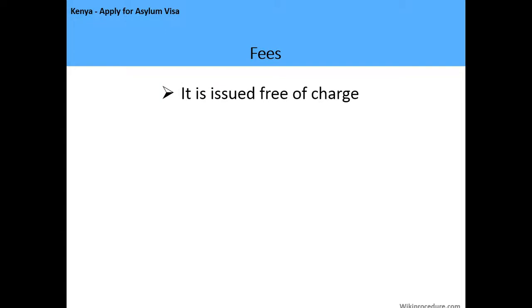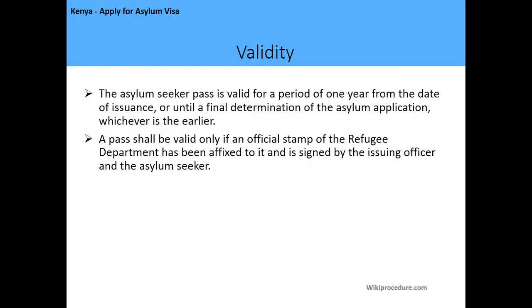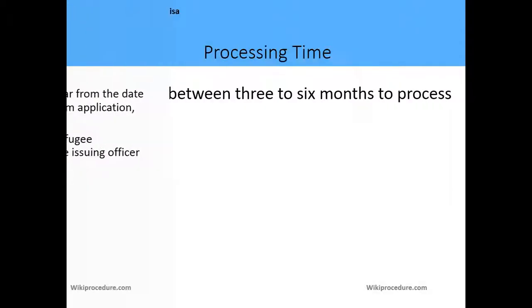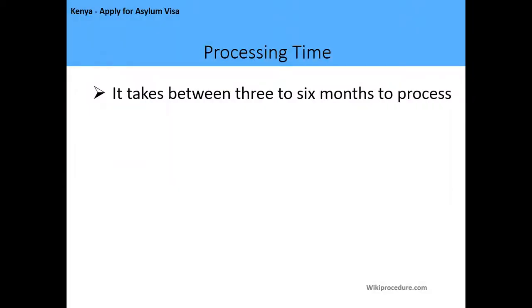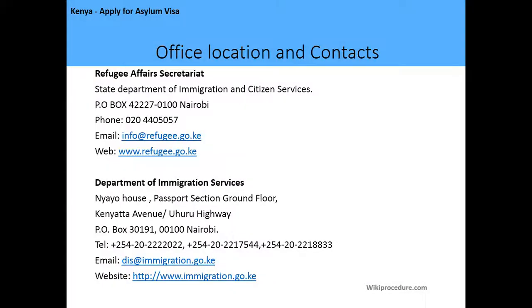The application fee is free of charge. The validity period is 1 year from the date of reception or until the final determination of the asylum application, whichever comes first. You need to note that the pass is only valid if an official stamp of the refugee department has been affixed to it and it's signed by the issuing officer and the asylum seeker. The processing time takes between 3 to 6 months.